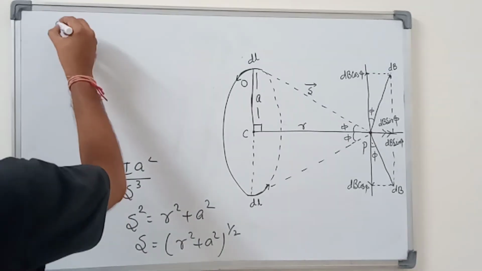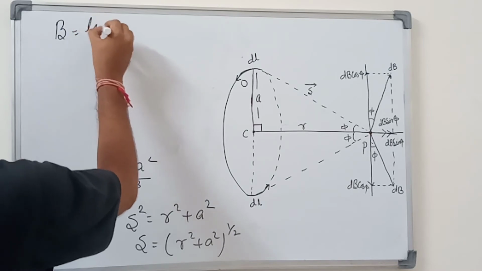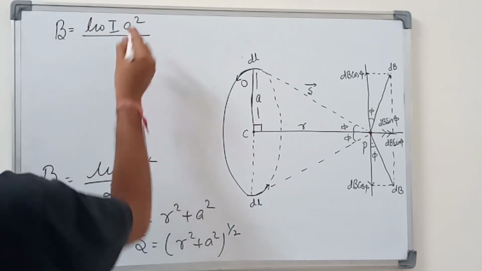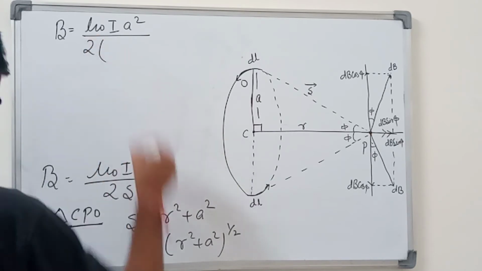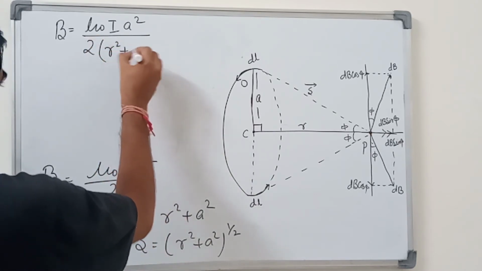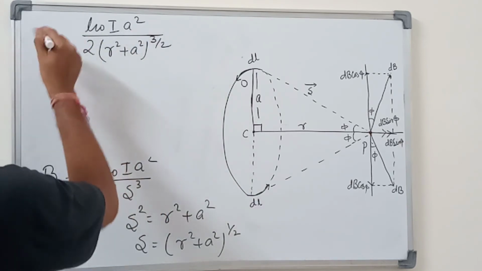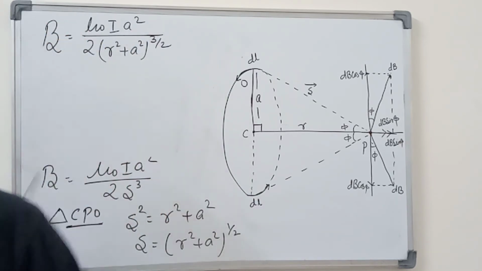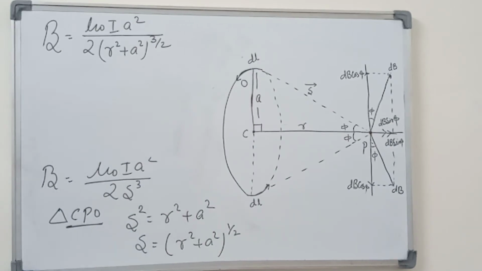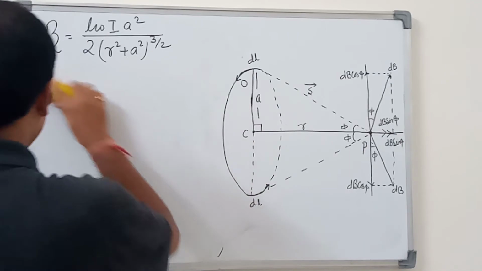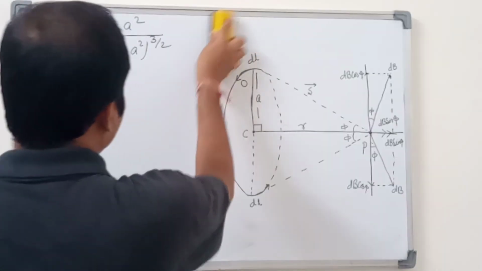So B is equal to mu 0 I a square upon 2 (r square plus a square) to the power 3 by 2. Which value? 3 by 2. Okay. This magnetic field is only in the x direction.